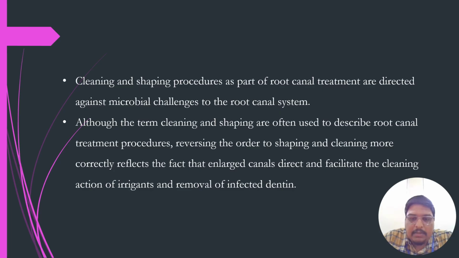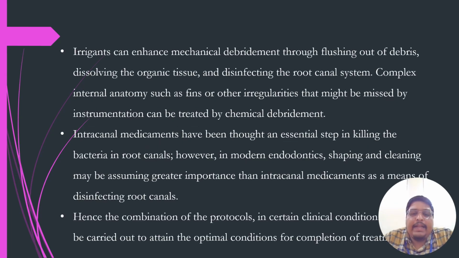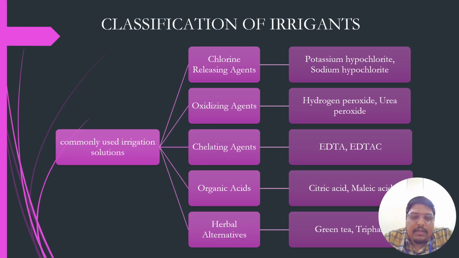Also, the term cleaning and shaping is often used to describe the root canal treatment procedure, though some reverse the order to shaping and cleaning. The mechanical objective should be complete and centered, incorporating the original canals into the prepared shape. The biological objective is to render the canal disinfected optimally through the removal of infected pulp and dentin. Irrigants can enhance the mechanical debridement of the canals.